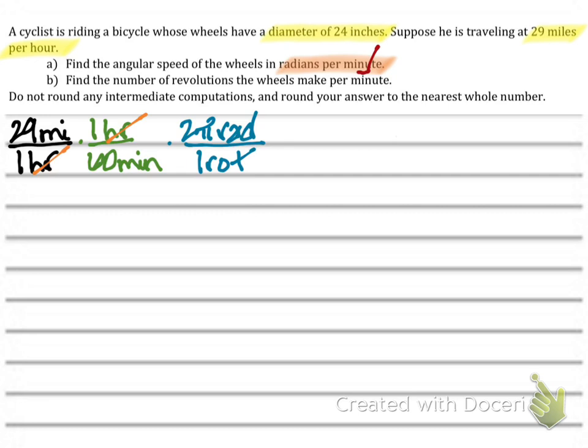So next, I need to get the radians. So I'm adding in that I have 2 pi radians in 1 rotation, right?